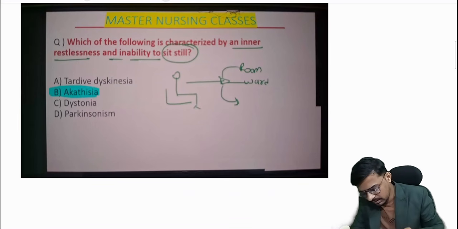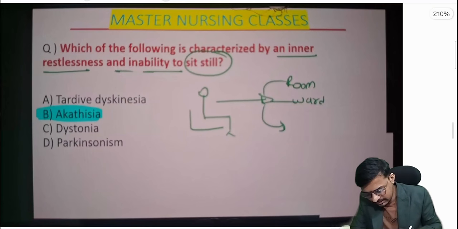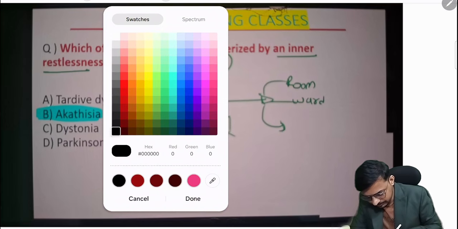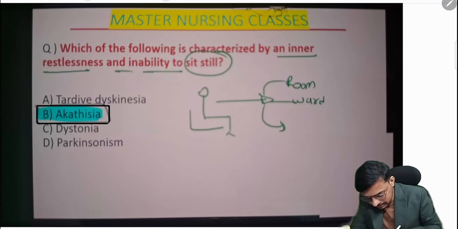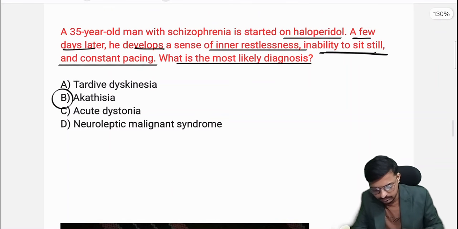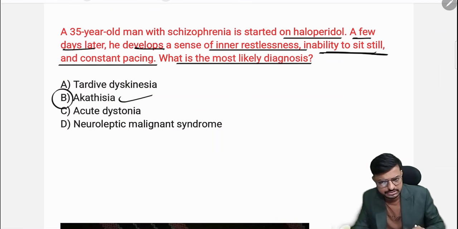Right, so here's the same question. Which of the following is characterized by inner restlessness and inability to sit still? Yes, the same question was there. This was the question which we discussed in the Master Batch. Inner restlessness and inability to sit still: akathisia. Okay, so the same question.